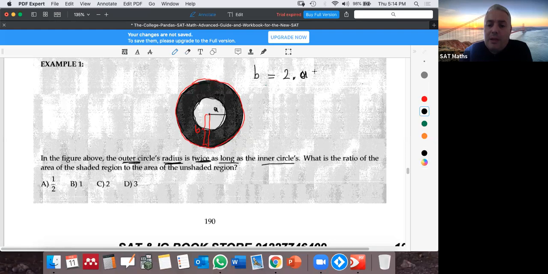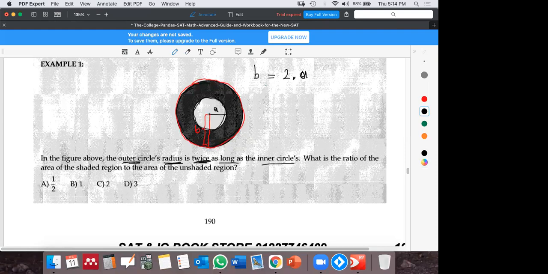Yes, no? Why is that 2 times A? I didn't get this part. Twice. What does it mean twice?